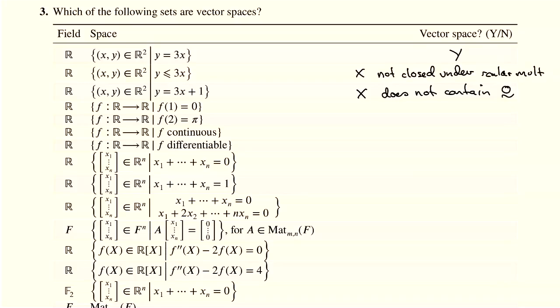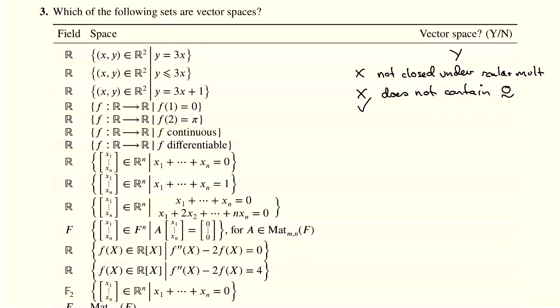The next one. It takes a bit more time to think about the function ones, but that's fine. If I have two functions whose value at 1 is 0, then the sum of those functions also has value 0 at 1. And any scalar multiple also has value lambda times 0, which is 0. So that's fine, and the 0 function's in there as well, of course.